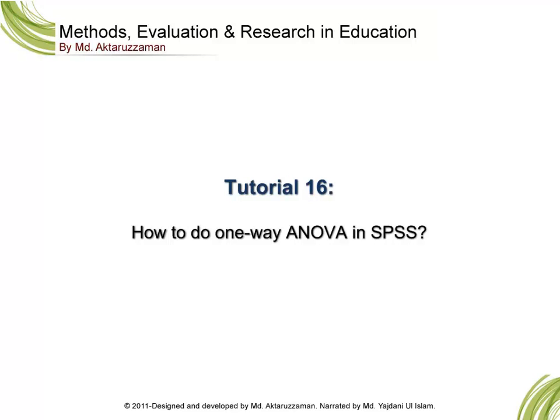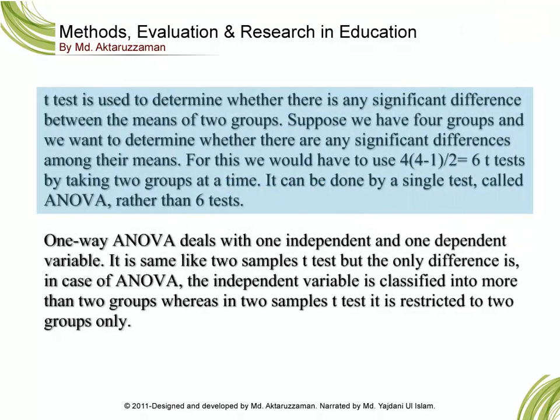In fact, this is an inferential statistical test. A t-test is used to determine whether there is any significant difference between the means of two groups. Suppose we have four groups and we want to determine whether there are any significant differences among their means. For this, we would have to use 6 t-tests by taking two groups at a time. It can be done by a single test called ANOVA rather than the 6 tests.